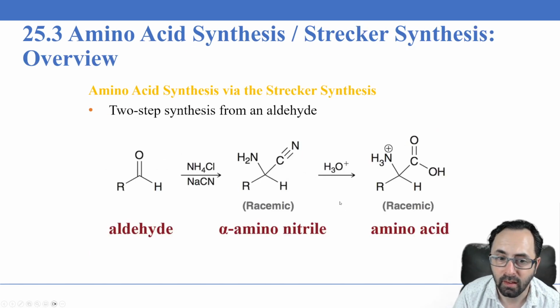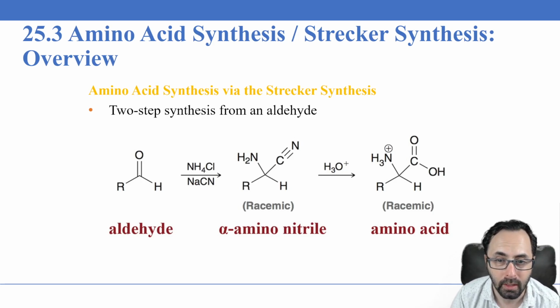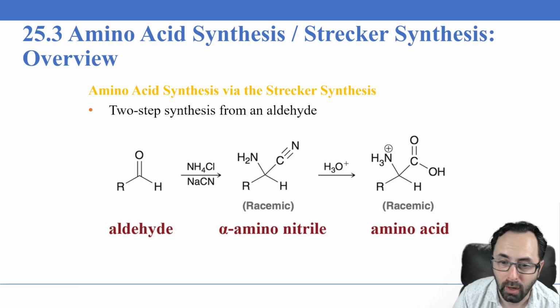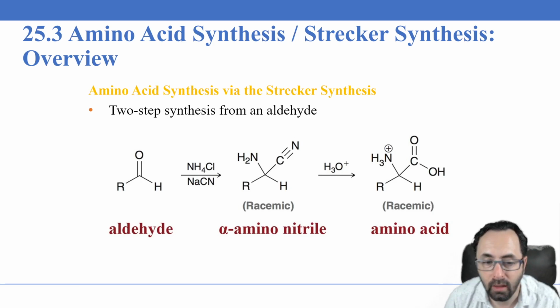Another way to synthesize an amino acid is from an aldehyde using what is known as the Strecker synthesis. For the Strecker synthesis, we react an aldehyde with ammonium chloride followed by sodium cyanide, which produces an alpha amino nitrile. Alpha amino meaning the alpha carbon, the one the amine is attached to, contains a nitrile, the C triple bond N.